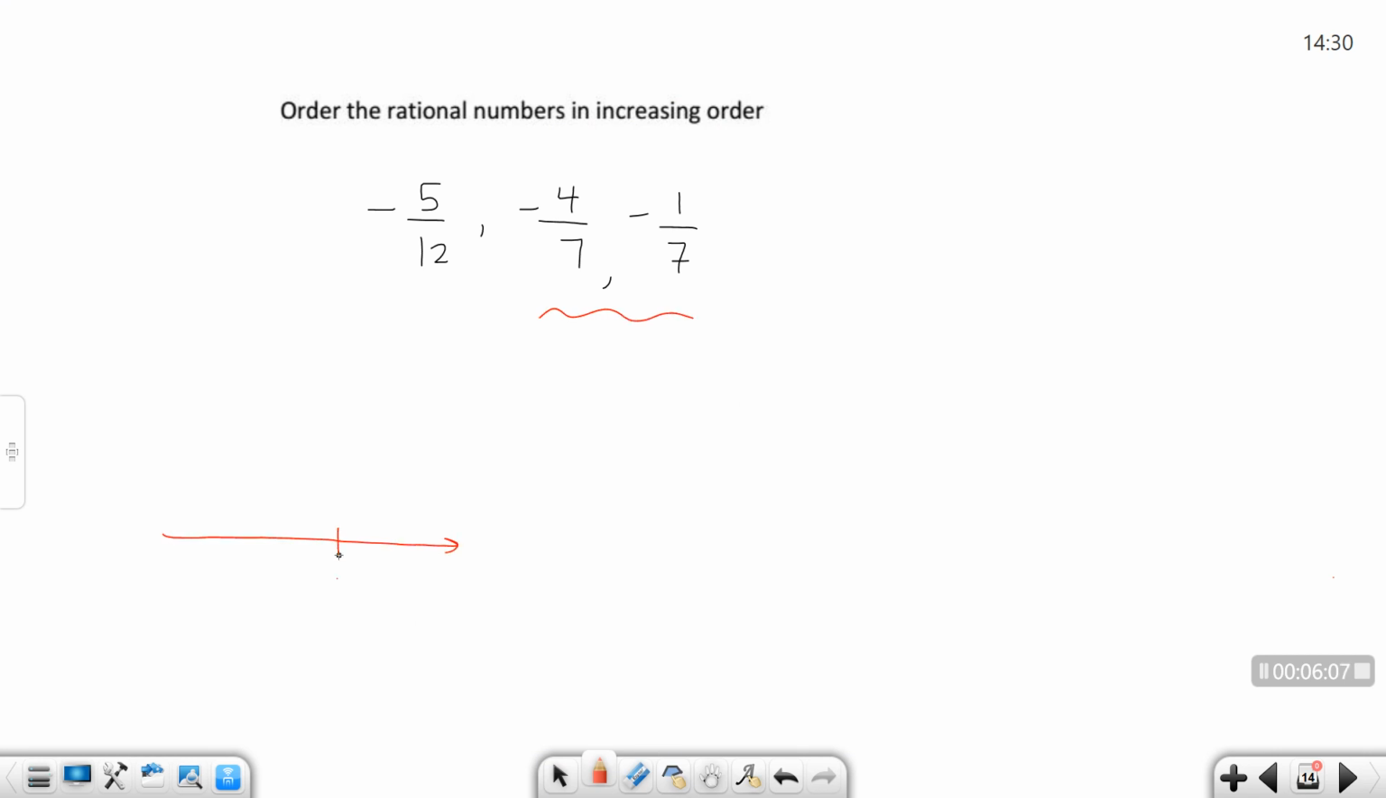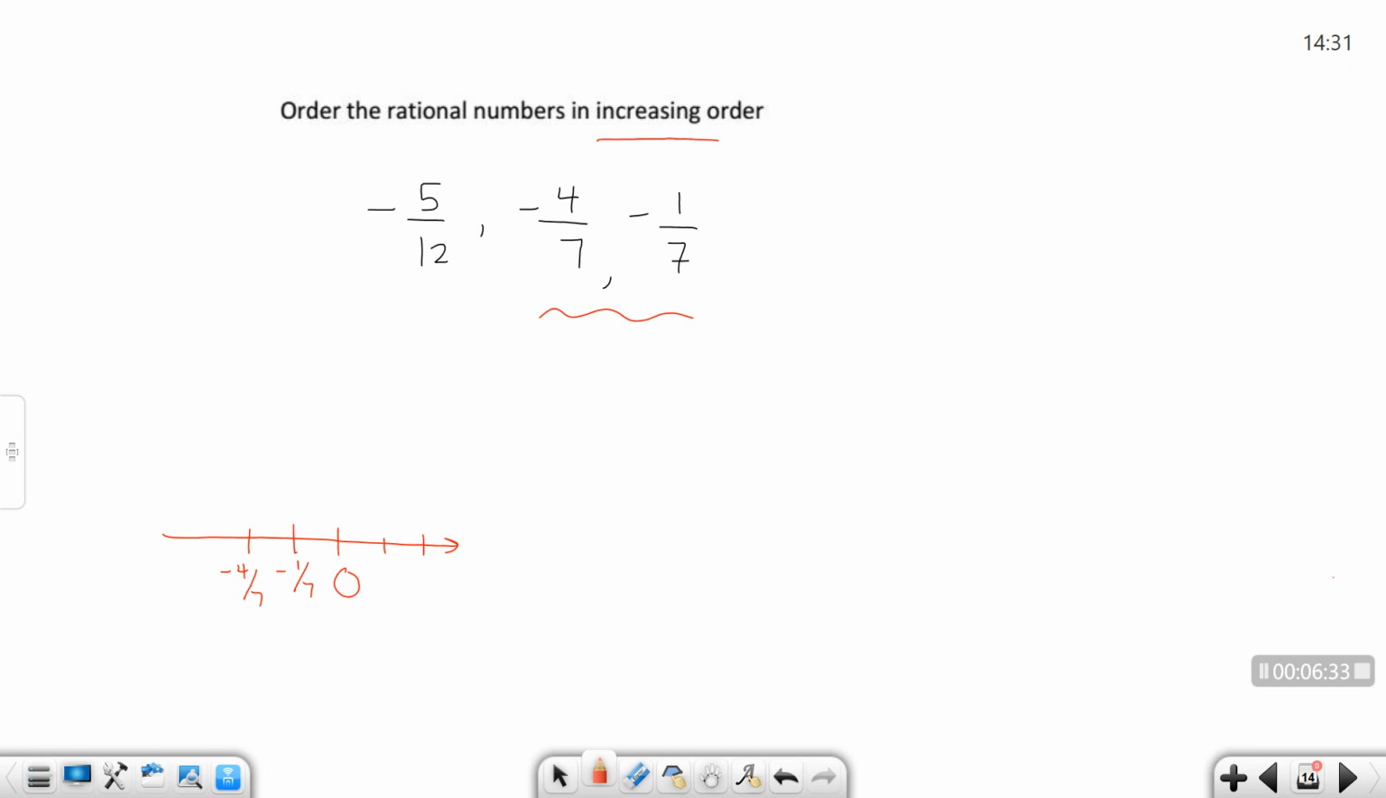Think about it on the number line. Here's 0. If you had a positive 1/7, they would look like this on the number line because 1/7 comes before 4/7. But when we start talking about negatives, that's bad. So here's 0. If you're going from 0, you would have negative 1/7 and negative 4/7, and it would go in that order on the number line.